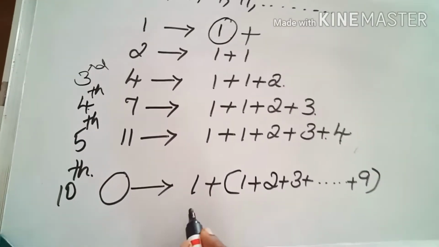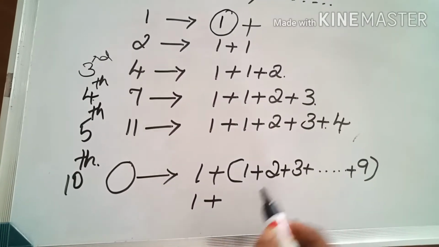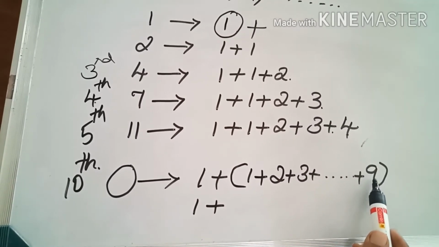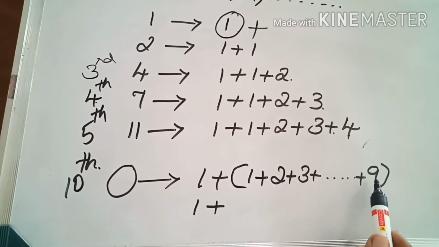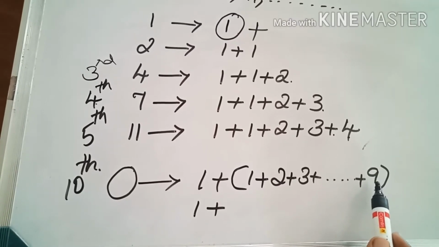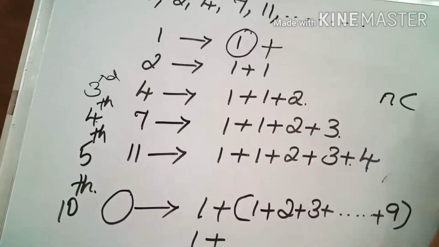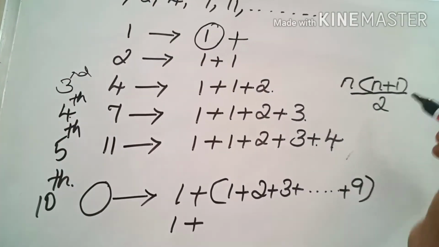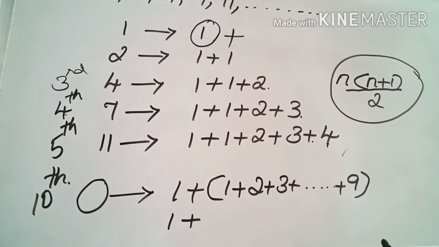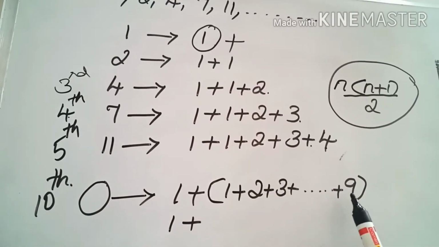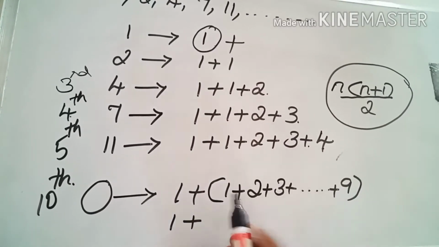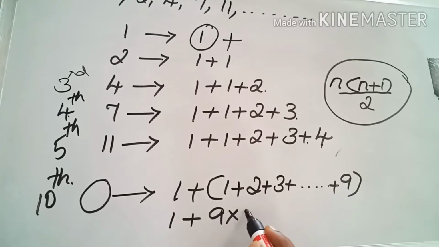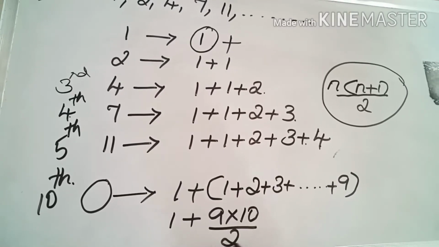Now here, in order to add this 1 plus, this is the sum of natural numbers. Sum of how many natural numbers? Sum of 9 natural numbers. What is the equation? The natural number sum equation is n into n plus 1 by 2. So the sum of 9 natural numbers means 9 into 9 plus 1, that is 10, by 2.